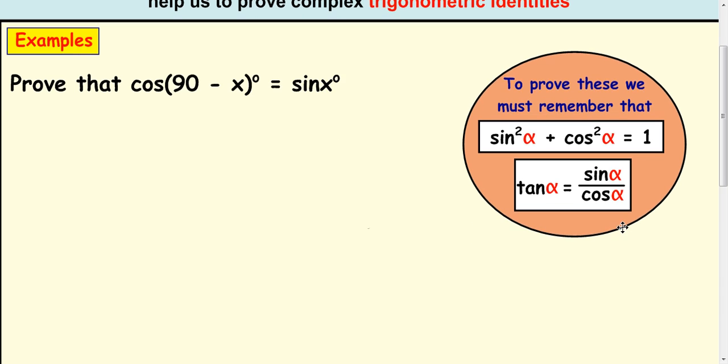So let's look at the first example here. Prove that cos of 90 minus x is equal to sine x. The best way to do these examples is to take the left hand side and try and use your trig identities to prove that this equals the right hand side. So if we start with the left hand side, cos of 90 minus x is the same as cos of 90 cos of x plus sine of 90 sine of x, using your addition formula.